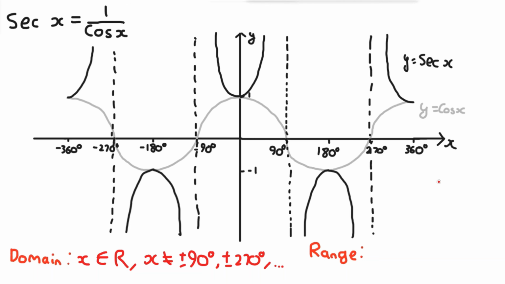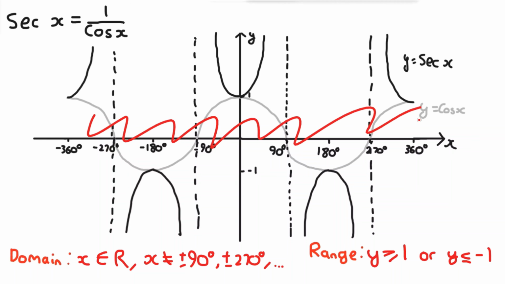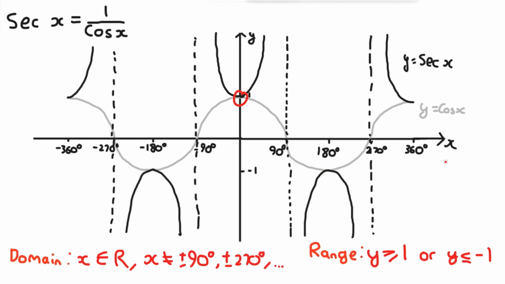And then the range of a function is the set of possible y outputs. And this is when y is bigger than or equal to 1, or when y is less than or equal to -1. You can see that all of the values for sec of x either lie above 1 or they lie below -1. This region here between 1 and -1, there are no values for sec of x. It can also be equal to 1 and -1 here and here, for example.